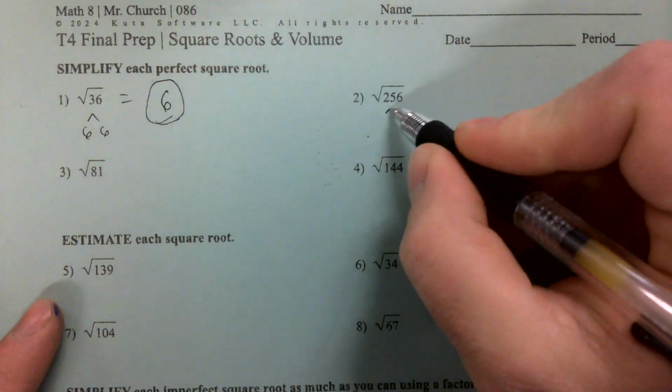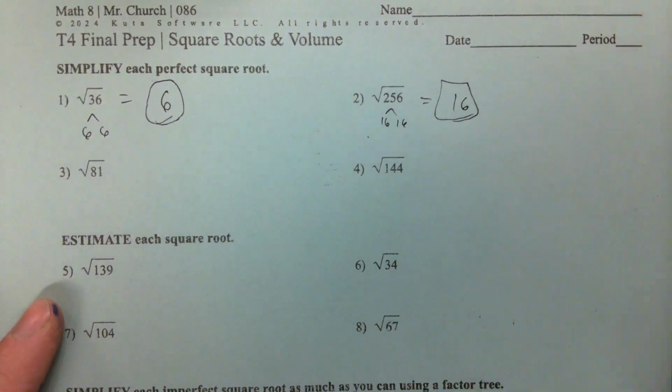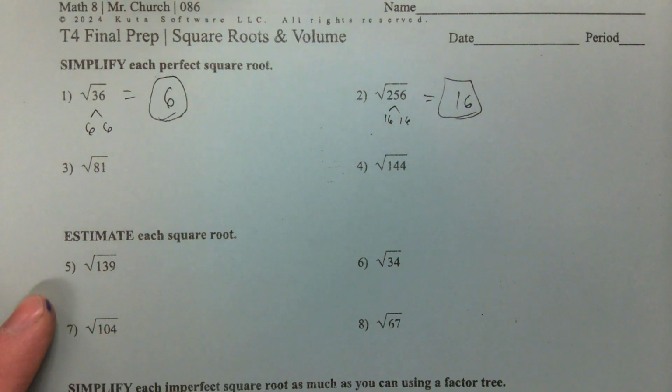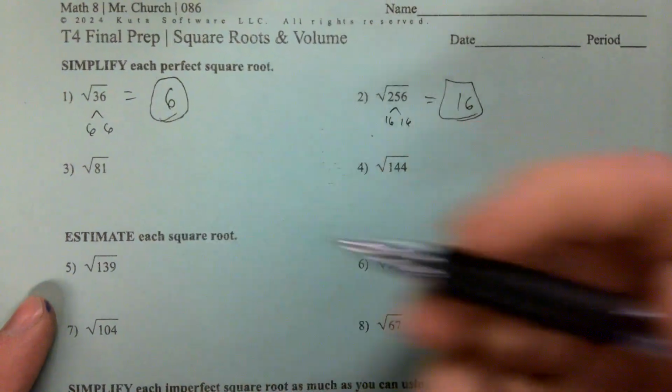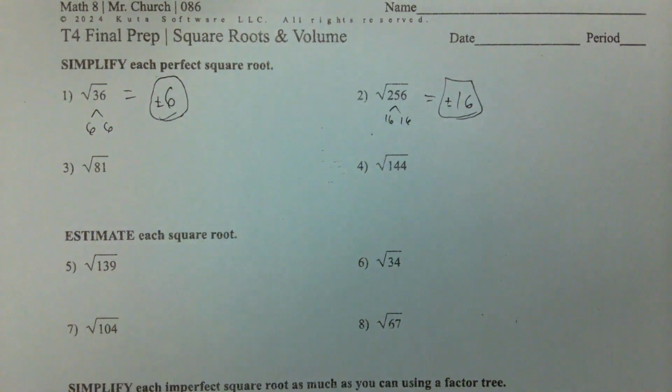Square root of 256, that is 16 times 16. So my answer is just 16. And so on, right? A perfect square is nice and even. You can throw a plus or minus in front. You don't have to, but you can if you want.